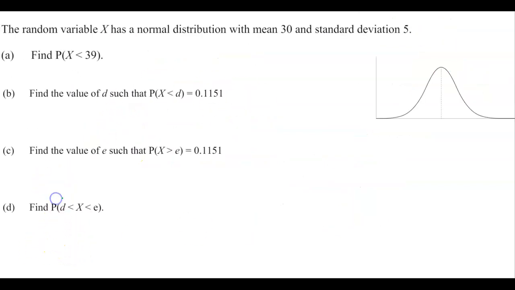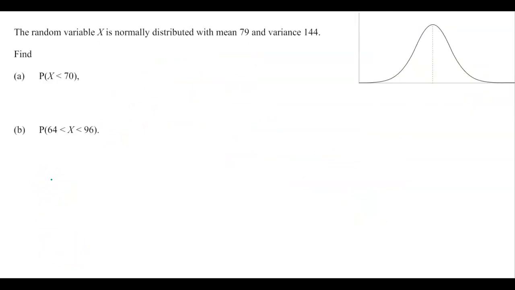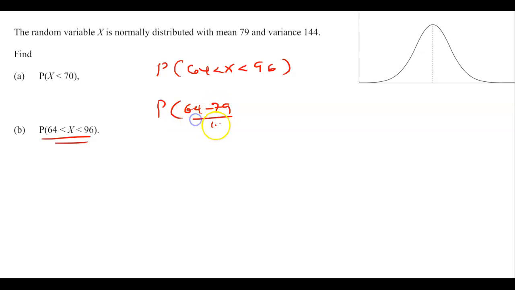All right, now part B. Part B over here, not this one here, we're doing this one over here. Part B, we are looking for the probability that X is between 64 and 96. We do the same thing. We take it into the standard normal. So this is (64 minus 79) over 12, this is going to be the Z, and then you have (96 minus 79) over 12.